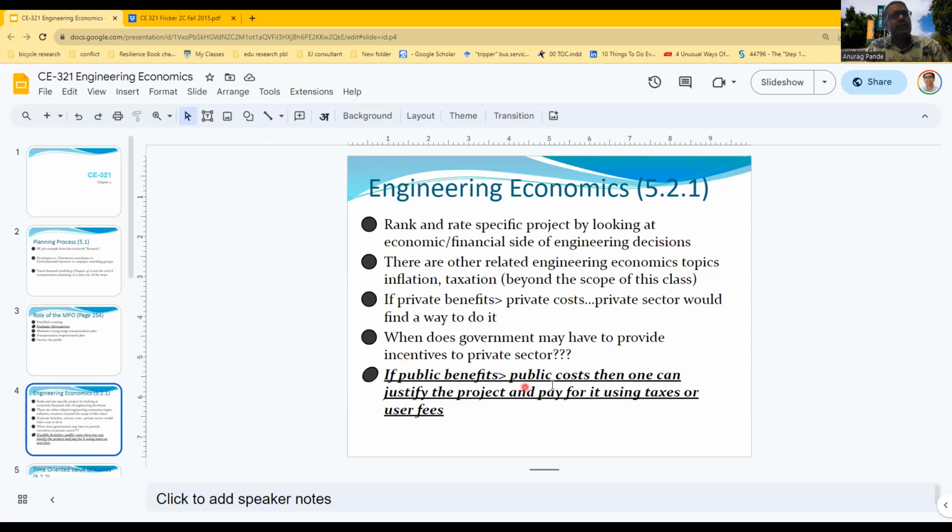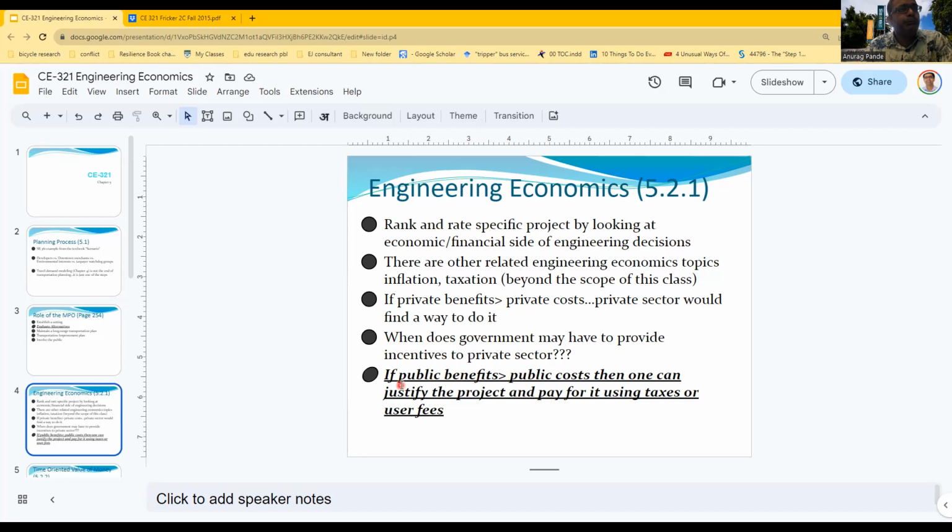If public benefits are greater than public costs, then one can justify the project, and then pay for it using public costs, right? So that's the scenario that we are dealing with. But in some cases, the public benefits are higher than the private costs. So sometimes the government has to incentivize the private sector to provide that. But that's not the scenario we're dealing with in this chapter.